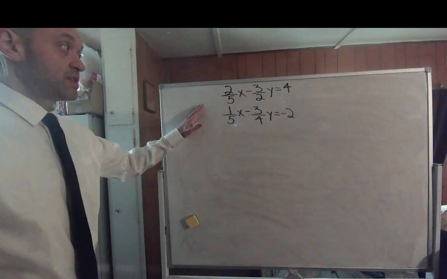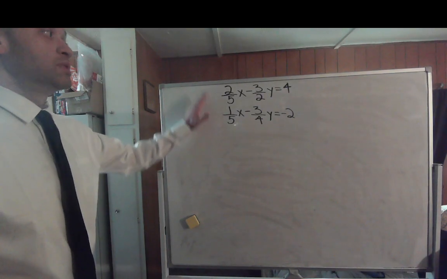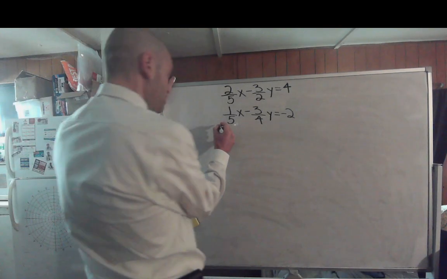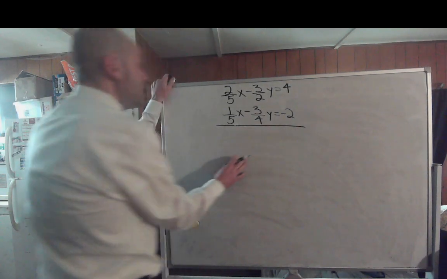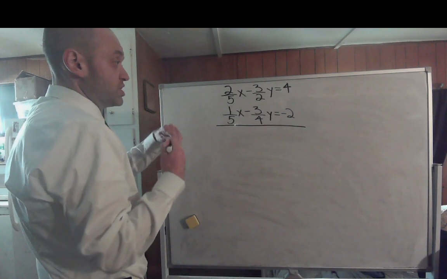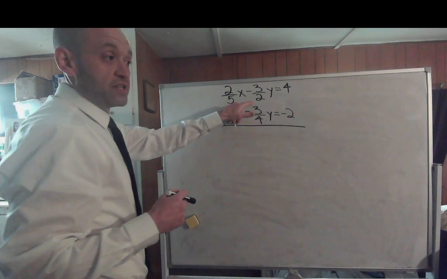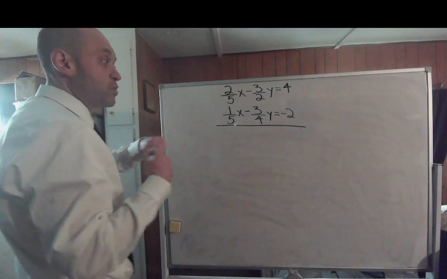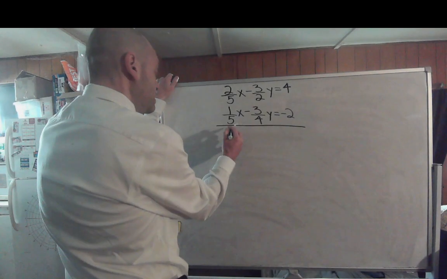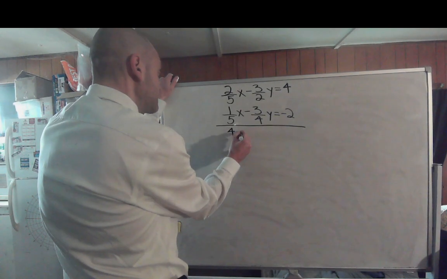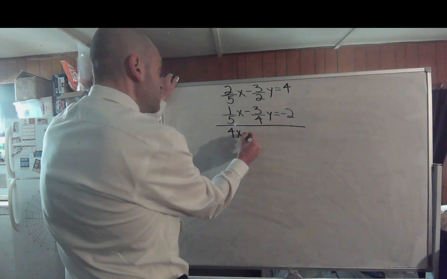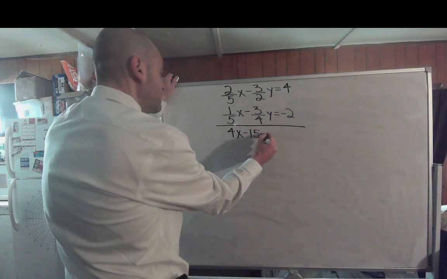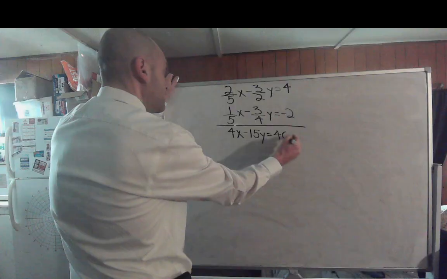Just like in yesterday's lesson, your first goal should be to eliminate the denominator, so we have something much easier to work with. So for the top equation, you have denominators of 5 and 2. That means your common denominator would be 10. So multiply your top equation by 10, you'll end up getting 4x minus 15y is equal to 40.